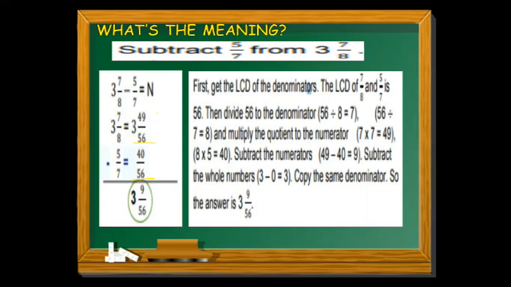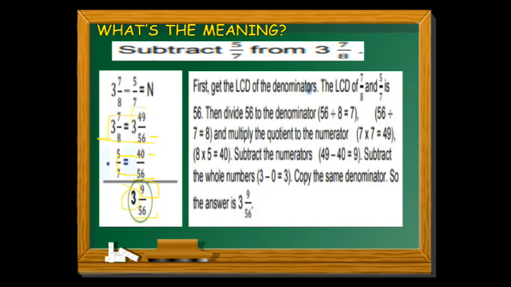Ayun lang. And then after that, instead of adding, we will subtract. So 49 minus 40 equals 9. Dahil walang ibang number, so 3 lang siya. And then copy the denominator, equals 56. Ganoon lang siya kasimple, class. So 56 divided by 8, we have 7, times 7 equals 49. Tama? So 56 divided by 7 times 5 equals 40. Divide, times, yun ang sagot.